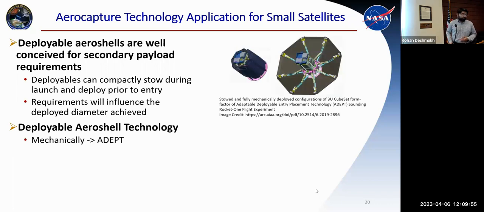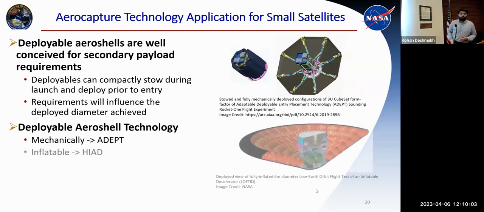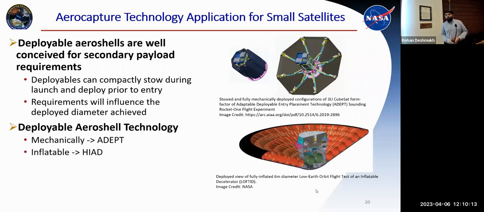We can utilize a mechanically deployed system like ADEPT. Think of this as the umbrella method, where you basically stow it in a very compact configuration and then you deploy it as such. Or you can use an inflatable concept like a hypersonic inflatable aerodynamic decelerator, like LOFTID in this case, which basically inflates from a very compact design in order to provide that aeroshell design once in space.